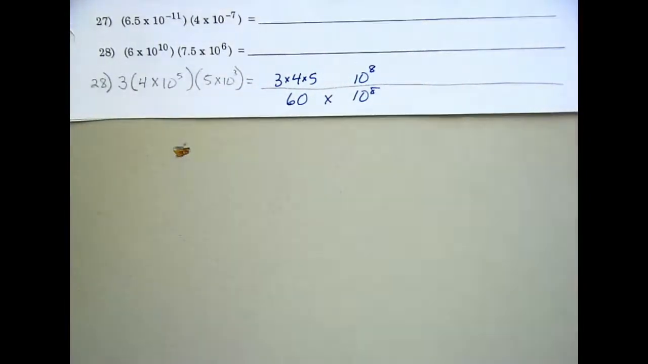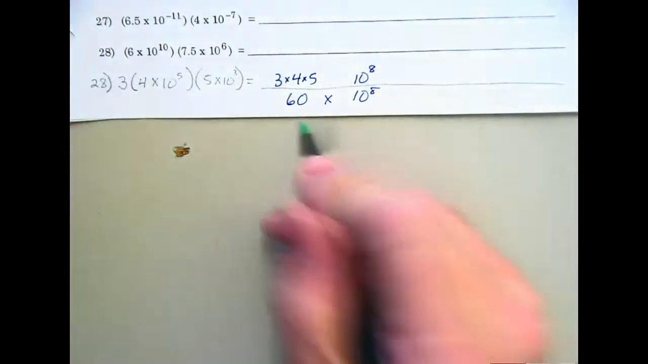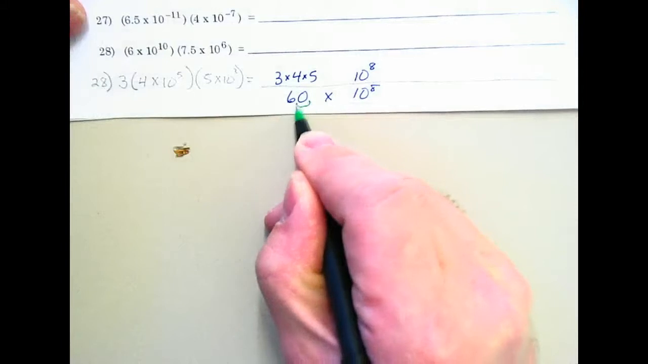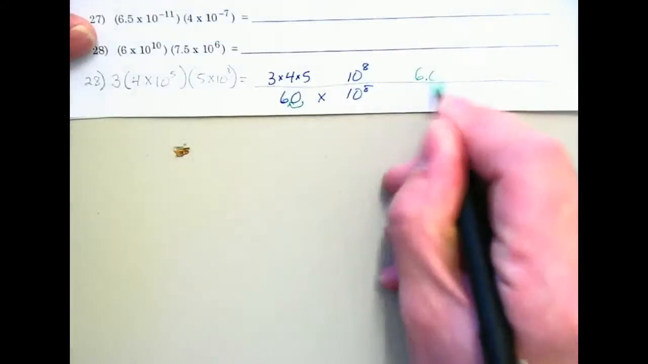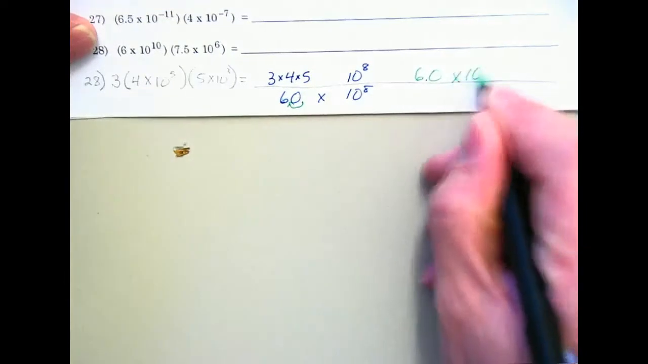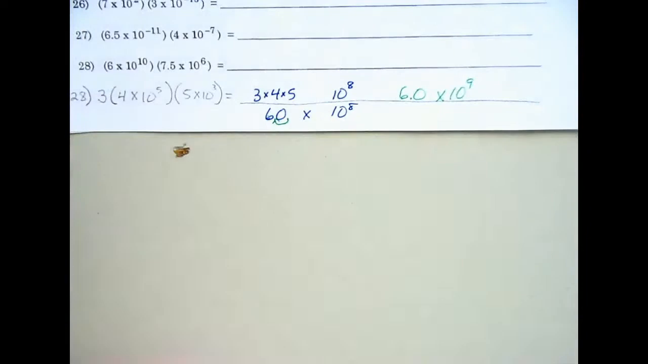What's wrong with that? Annalise? There's 2 digits in front of the decimal. Good, yeah. You got 2 numbers in front of the decimal, so we got to move that over 1, which makes 60 become 6, which is smaller. So this got smaller, so this number gets bigger. 10 to the 9. Okay, 6 times 10 to the 9.